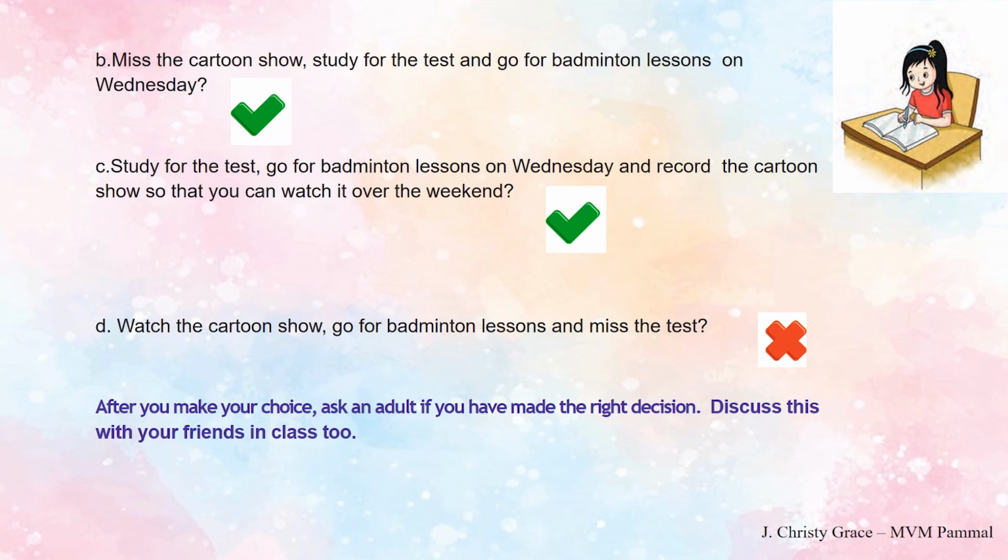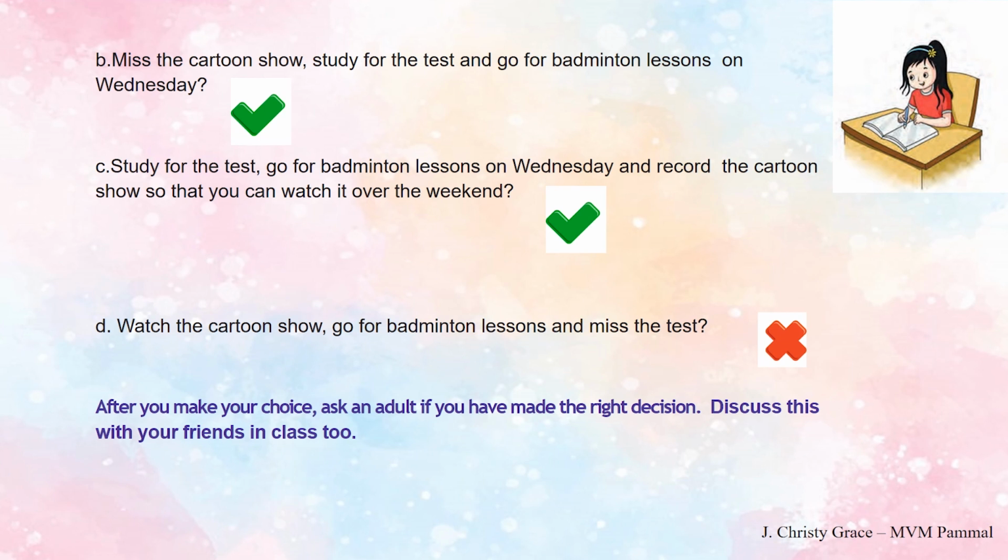Next, watch the cartoon show, go for badminton lesson and miss the test. Is it a right situation? We should not do that. We should not miss the test. What do we have to put here? Yes, a cross mark. Very good. We have successfully done all the activities and the book back exercise of lesson 2.